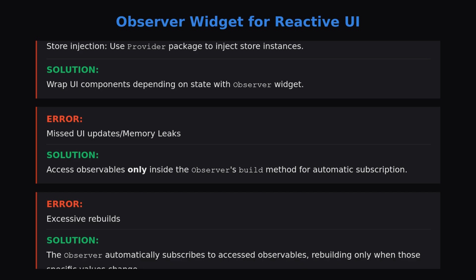Accessing observables outside the observer's build method prevents automatic reaction tracking. This failure to track dependencies can lead to missed user interface updates or potential memory leaks if subscriptions are not manually disposed.